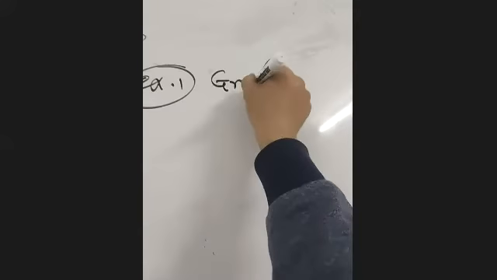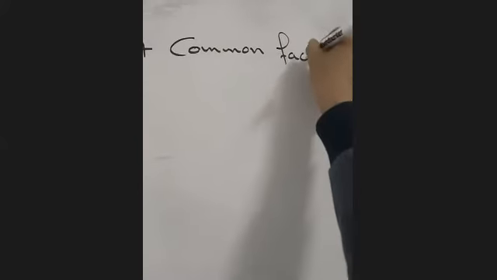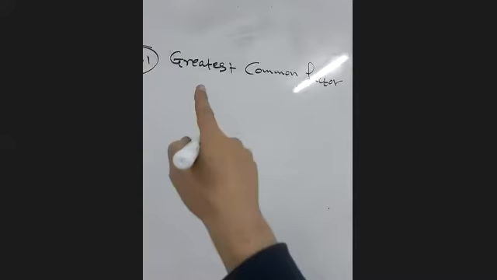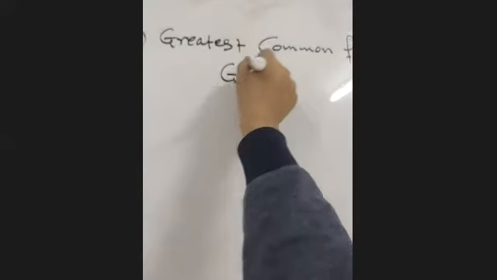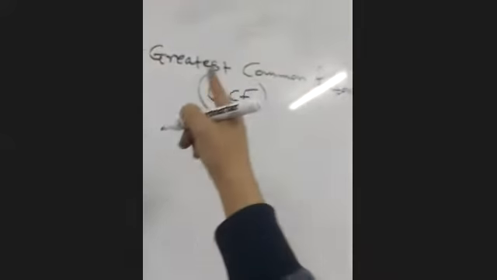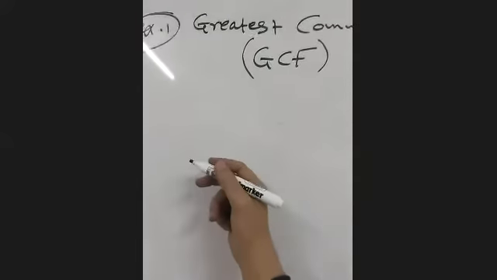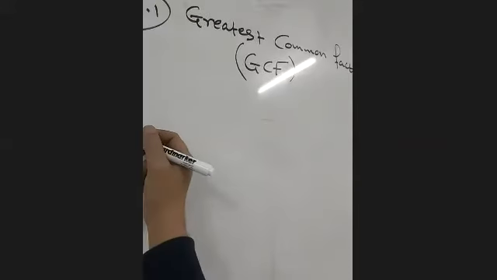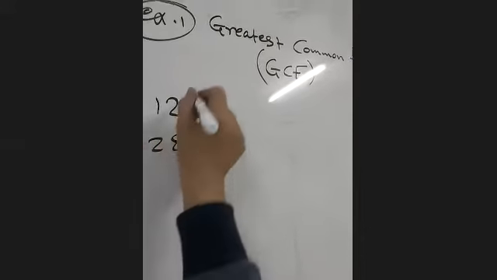Use a list of factors to find the greatest common factor of 12 and 28. Good. Now we will find something we call the greatest common factor. Focus, guys. We will call it GCF, greatest common factor. What are the two numbers? 12 and 28. Read the question again: use a list of factors to find the greatest common factor of 12 and 28.